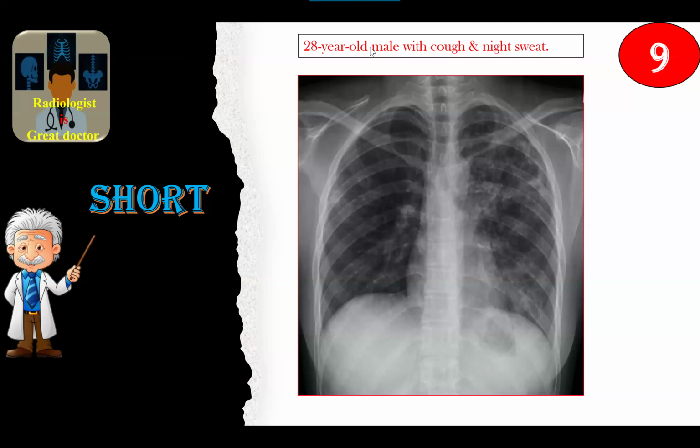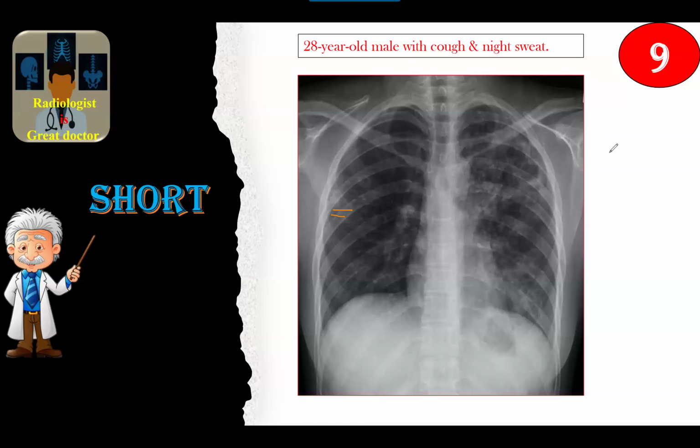no cavitating lesion is seen. Sorry, yeah, there are some cystic cavitatory lesions noted. Some nodular opacities are also seen in the right upper mid lung zone on the right side as well.